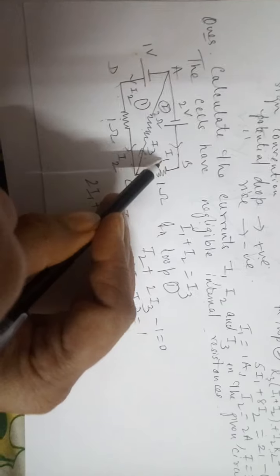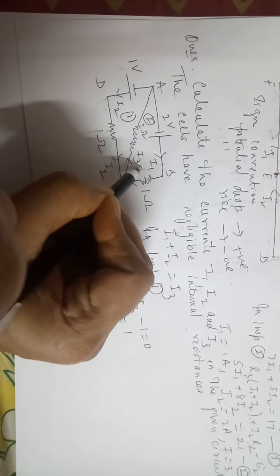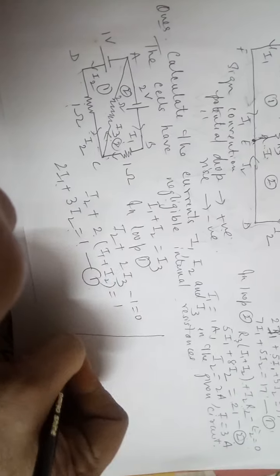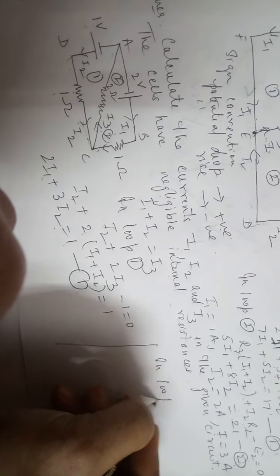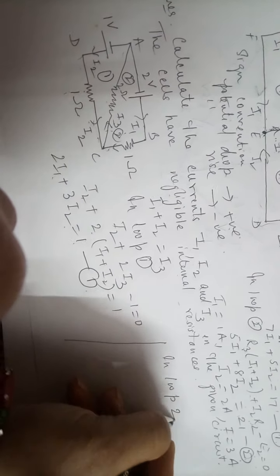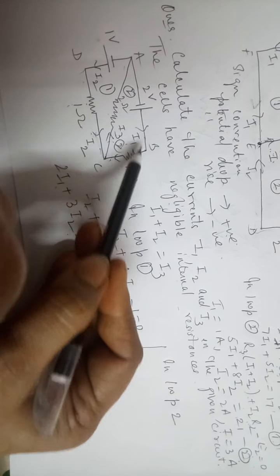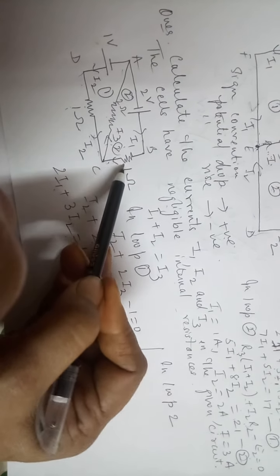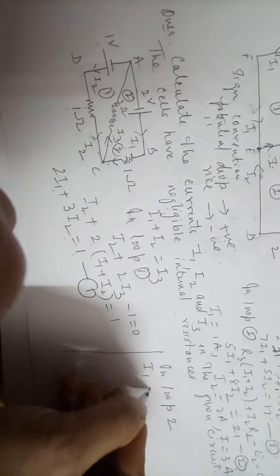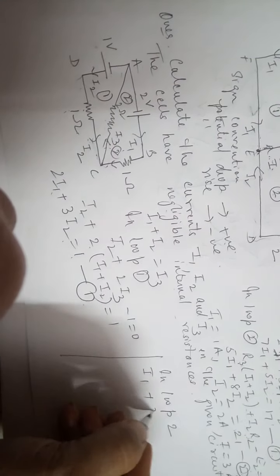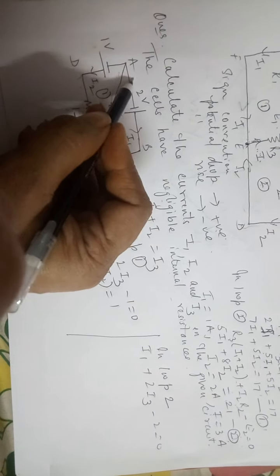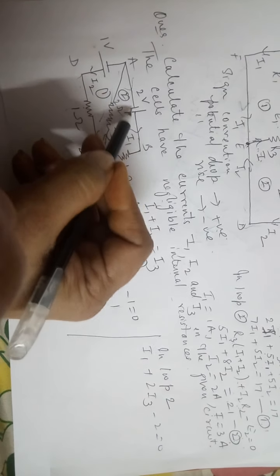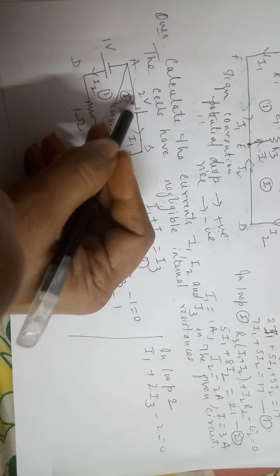Now let us do the second circuit. Let us do loop 2. In loop 2, we can very well start from any side. Let us assume we are taking this. So this is I1 into 1 is I1 plus again 2 I3 minus 2 is equals to 0, because here we can see the current is flowing in this direction, from lower potential to higher potential, so it is a rise, so it is negative.